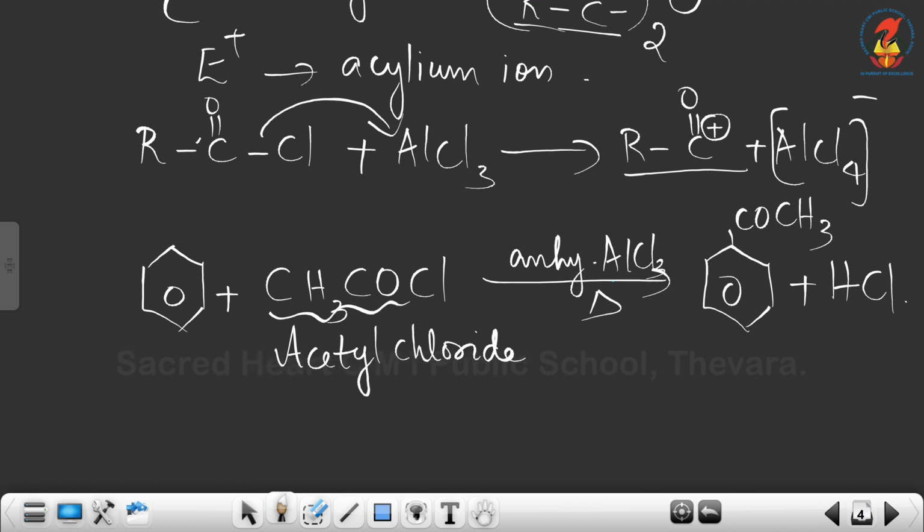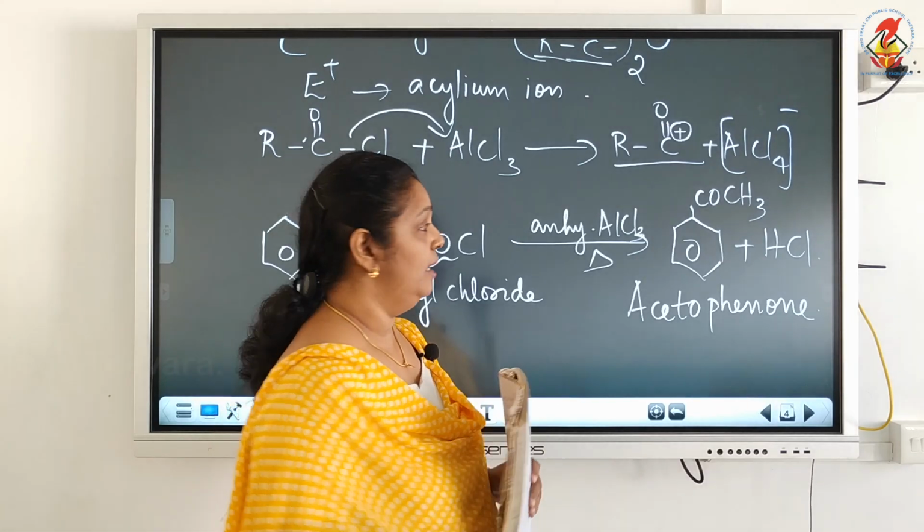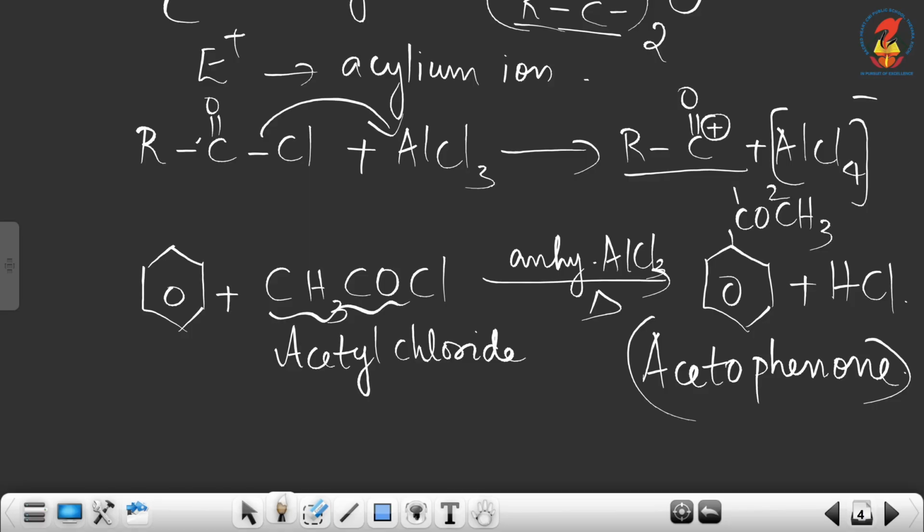Now the name of this compound is acetophenone. This is the common name. Acetophenone, C6H5COCH3. The IUPAC name is, if you give this as carbon 1, so this will be phenyl ethanone. This is the IUPAC name. There are 2 carbons, so ethanone.